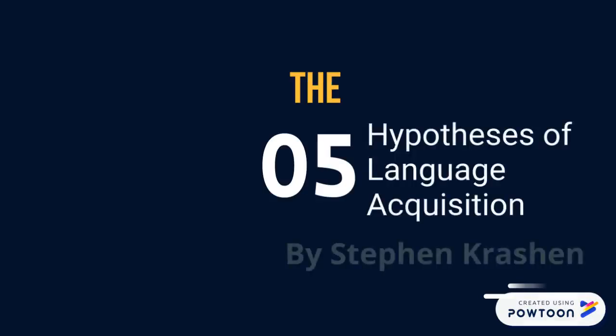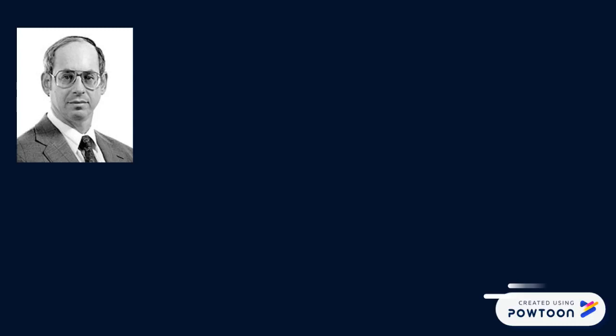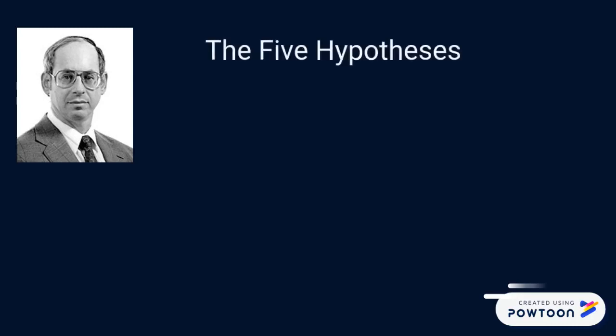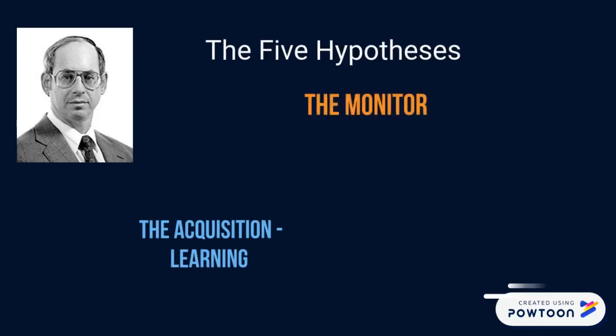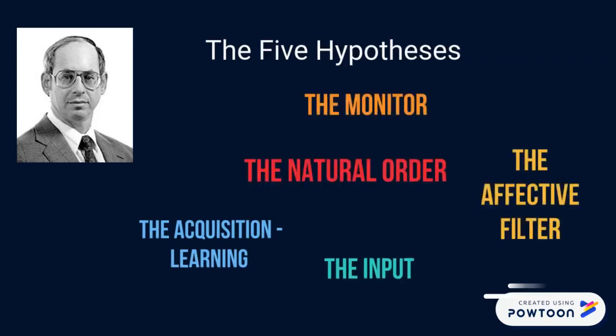The Five Hypotheses of Language Acquisition by Stephen Krashen. Krashen's theories of second language acquisition consist of five main hypotheses: the acquisition-learning, the monitor, the natural order, the input, and the affective filter.